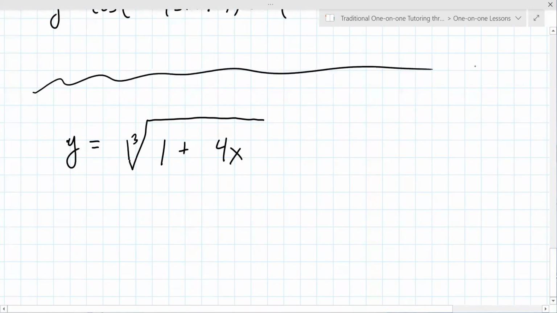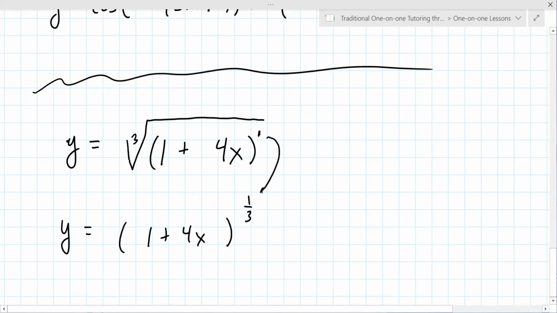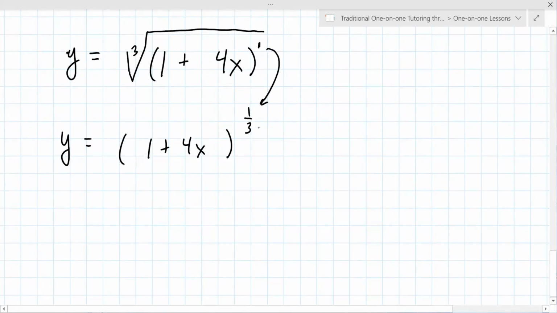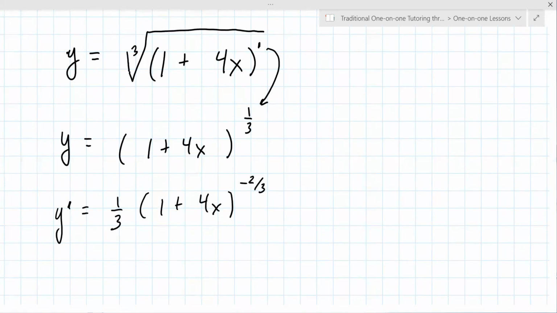Okay. I would encourage you to always rewrite cube roots or any roots as powers. So this is 1 plus 4x to the power of 1/3. As a reminder, there's really a 1 here, that's where the 1 comes from. The outermost function is the power, so you bring that power out in front. You subtract 1. You have to be good about subtracting fractions. Now you have to take the derivative of the inside function.